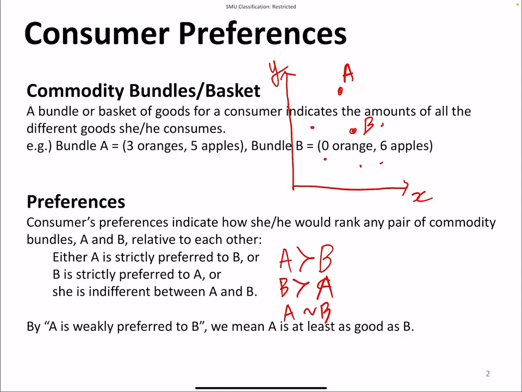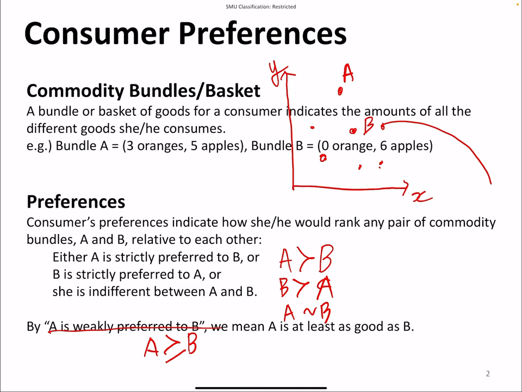Or you can also say A is weakly preferred to B, which means A is greater than or equal to B. Your happiness level for A is greater than or equal to your happiness level for B. And utility function is the mapping from two-dimensional space to one-dimensional space. Your life will become much easier if you can represent each basket as a one-dimensional number.